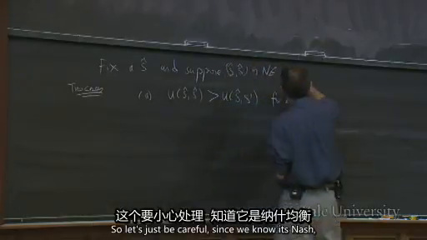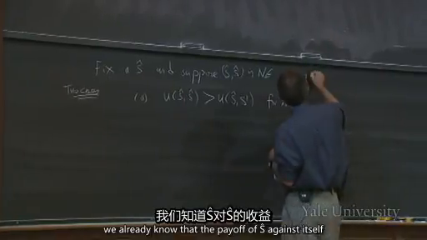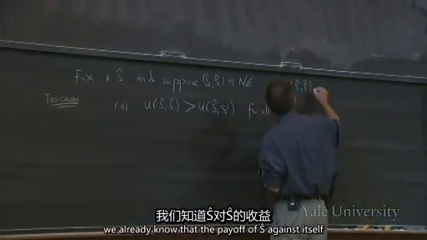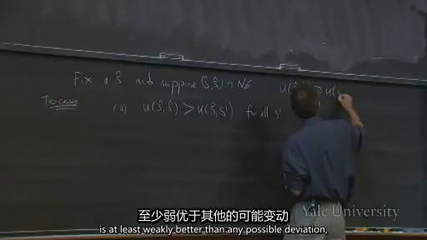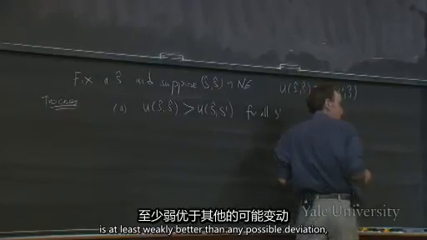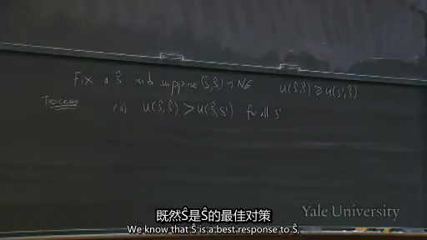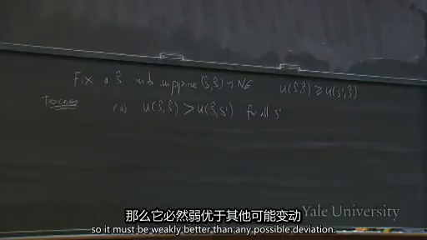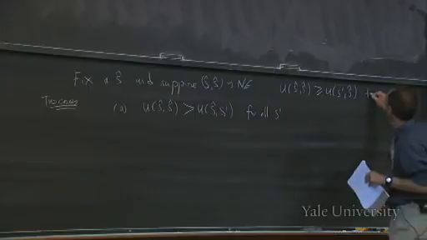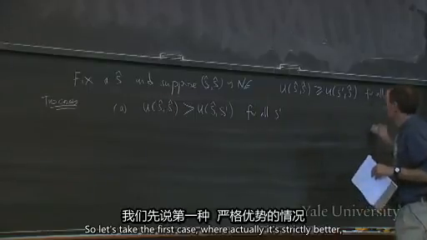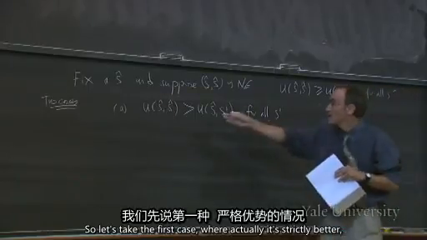So let's be careful. Since we know it's Nash, we already know that the payoff of S hat against itself is at least weakly better than any possible deviation. That's what it means to be Nash. Right? So everyone agree with that? We know that S hat is the best response to S hat, so it must be weakly better than any possible deviation. All right, so let's take the first case where actually it's strictly better.